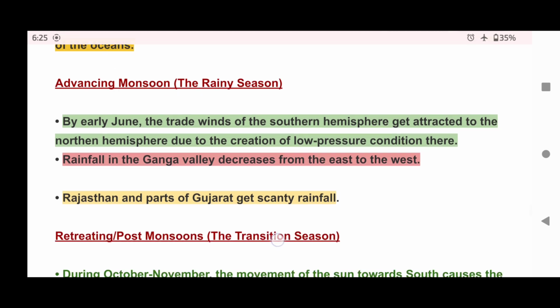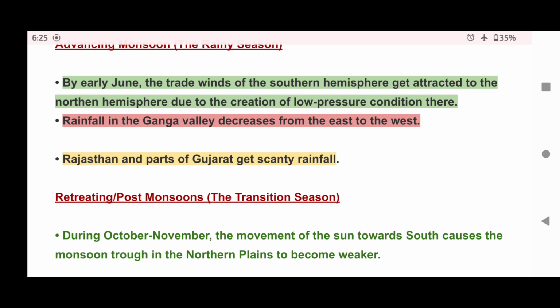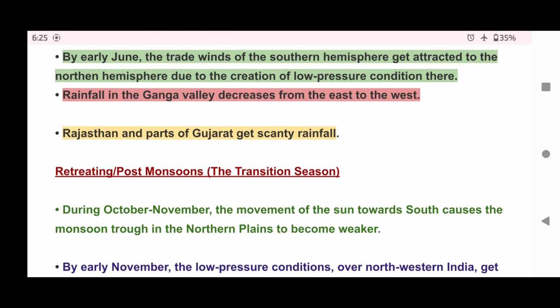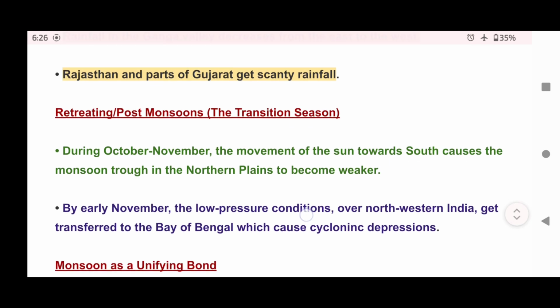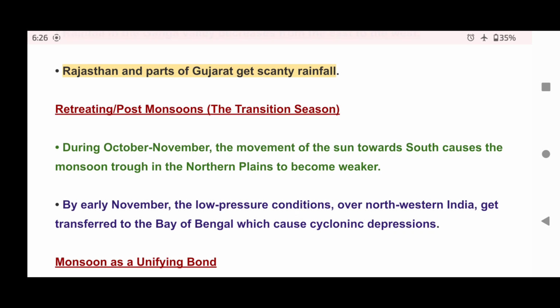Advancing monsoon, the rainy season. By early June, the trade winds of southern hemisphere get attracted to the northern hemisphere due to the creation of low pressure condition there. Rainfall in the Ganga Valley decreases from the east to the west. Rajasthan and parts of Gujarat get scanty rainfall. Retreating or post-monsoon, the transition season.